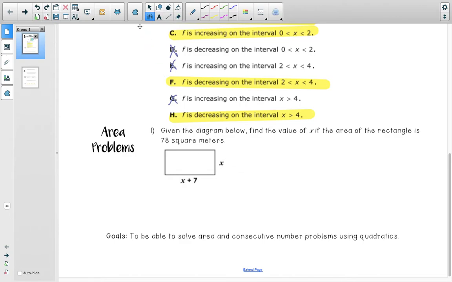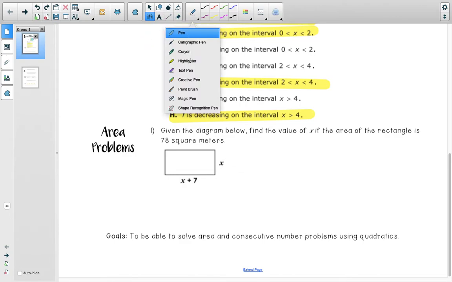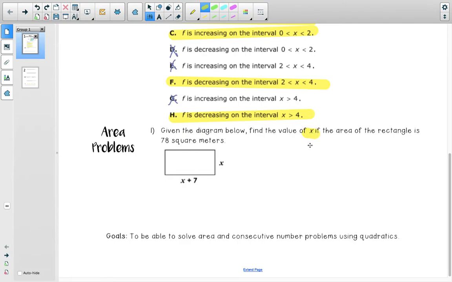All right, so let's go over this information. It says, find the value of x. So that's what we're going to do. If the area of the rectangle is 78 square meters. So if we remember, area of a rectangle is area equals base times height, or length times width. Okay, so base and height, length and width, doesn't matter which one. So we're going with length and width, or base and height, doesn't matter. It would be x and x plus 7.